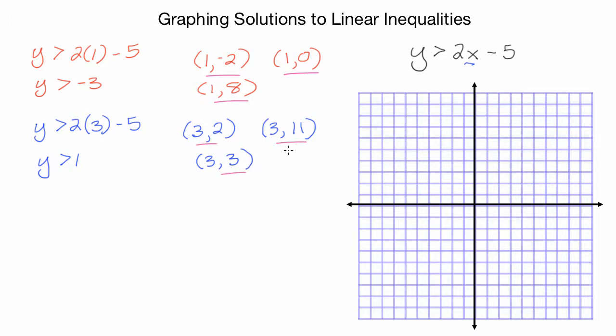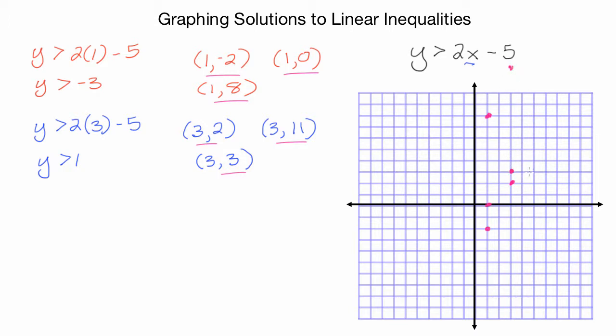Well, let's go ahead and graph all these points, these ordered pairs, and just see where these solutions lie. So there's 1, negative 2, there's 1, 0, then there's 1, 8. The first 3 points I found. And we got 3, 2, 3, 11 is way up there, off the graph, and we got 3, 3.